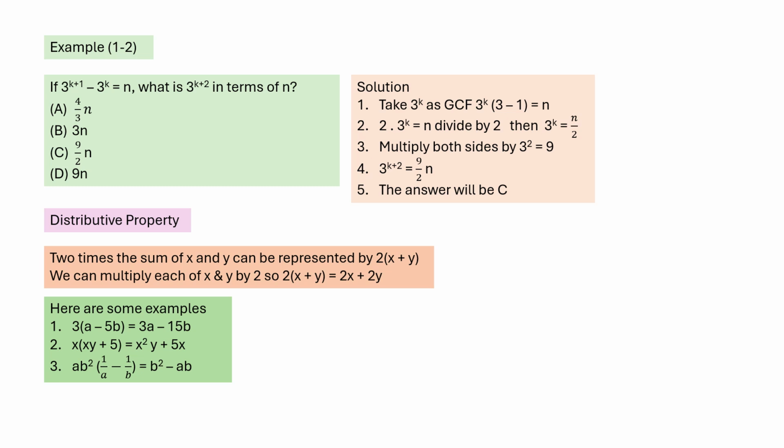Here are some examples, as you see. When you distribute 3, it will be 3a minus 15b. When you distribute x, it will be x squared y plus 5x. When you distribute ab squared, it will be b squared minus ab.